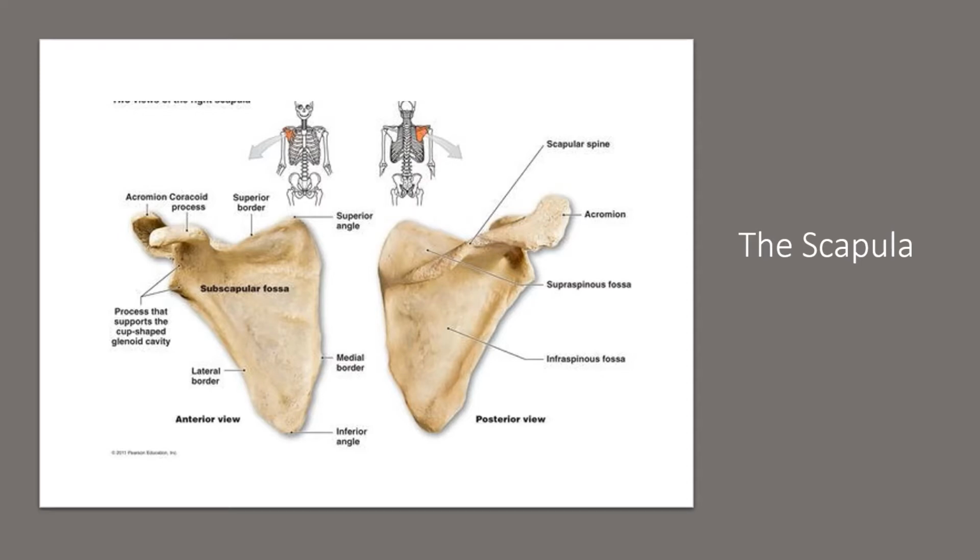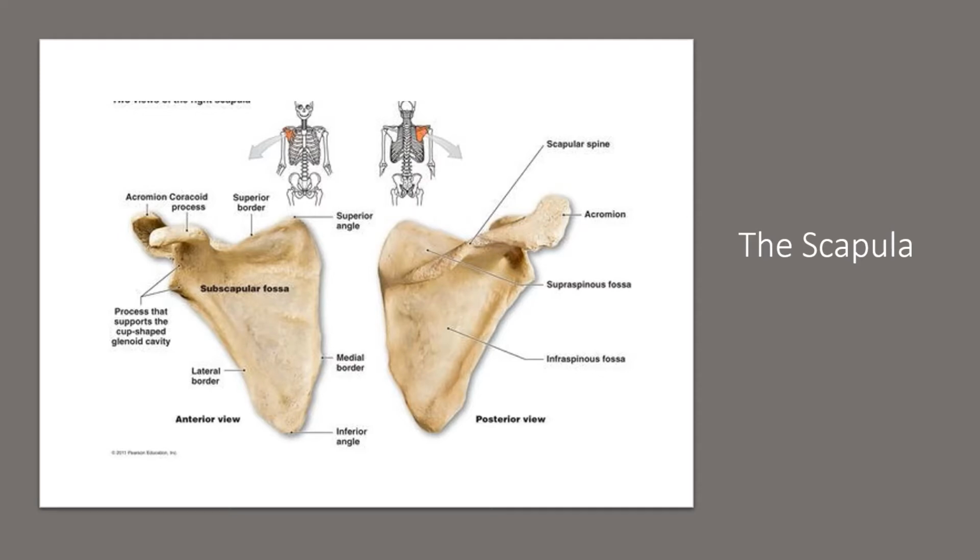We see the glenoid cavity. It's not necessarily listed as the glenoid cavity, but that's the socket of the shoulder joint, okay? Our coracoid process and our acromion from our anterior view.